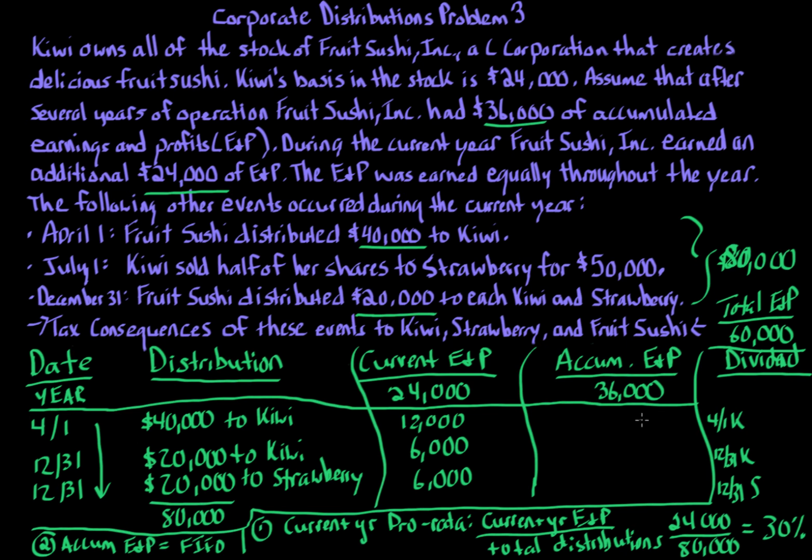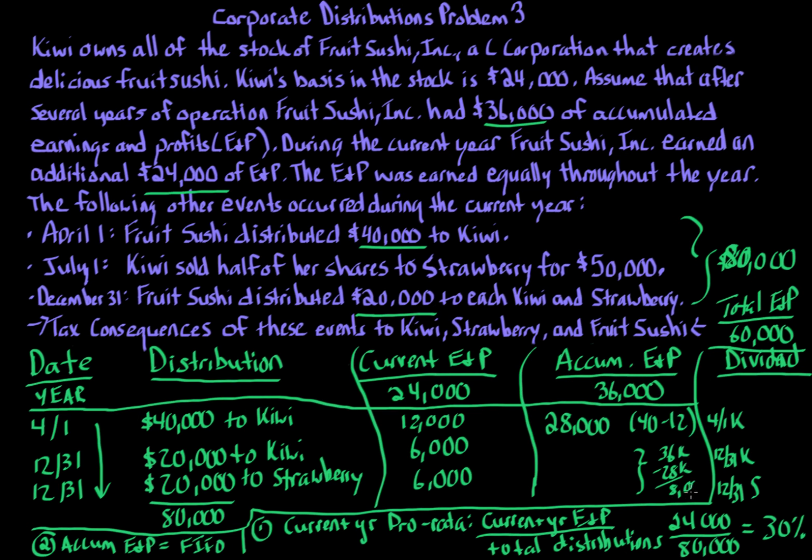So we're going to do some math over here on the side. 40 minus 12, and that gives us 28. So 28,000 is what the accumulated E&P is with respect to this line, 4-1. Now, we have an interesting situation. On December 31st, we have a balance left in accumulated E&P after April 1st of 36 minus 28, which is 8,000. There's 8,000 left, right? These are all thousands, Ks, right?